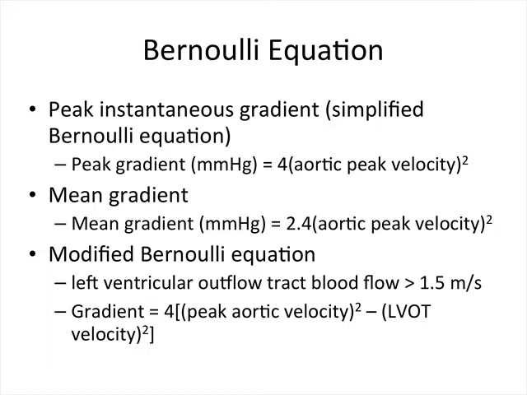The peak gradients obtained can be influenced by the blood flow on the ventricular side of the aortic valve. The simplified Bernoulli equation ignores this component, and with isolated aortic stenosis, it is usually okay to ignore this. When the left ventricular outflow tract blood flow exceeds 1.5 meters per second, such as in cases of aortic insufficiency, this must be factored into the Bernoulli equation in order to avoid overestimating the pressure gradient. In these situations, the gradient is calculated as 4 times the quantity of the square of the peak aortic velocity minus the square of the left ventricular outflow tract velocity.